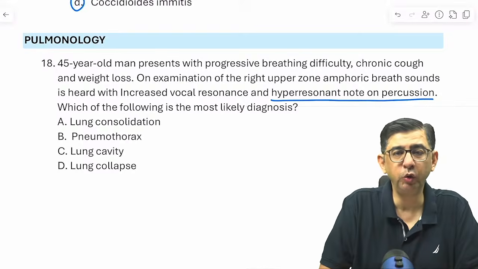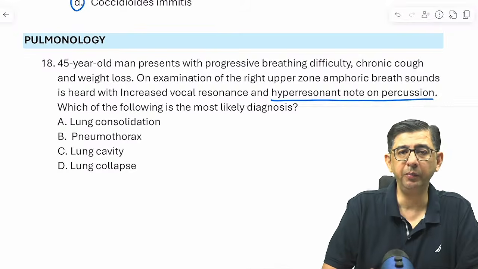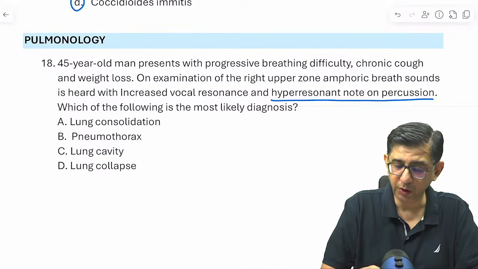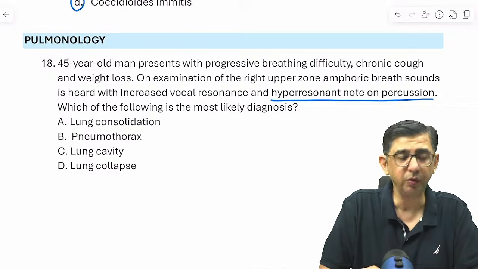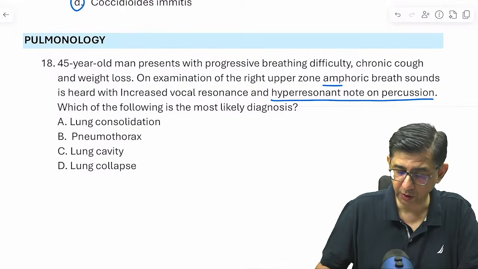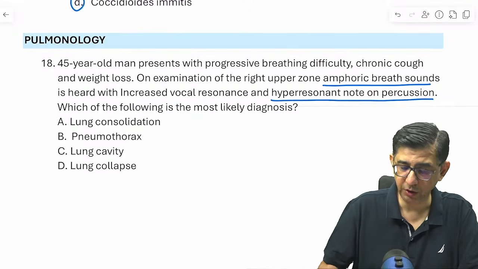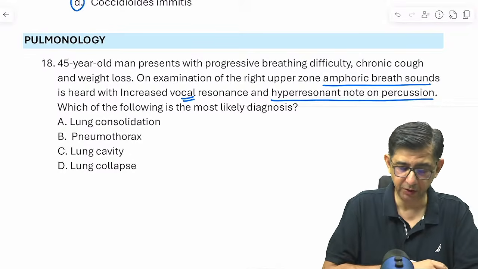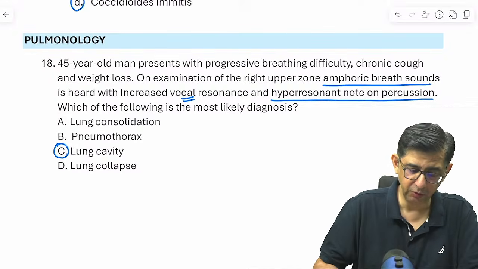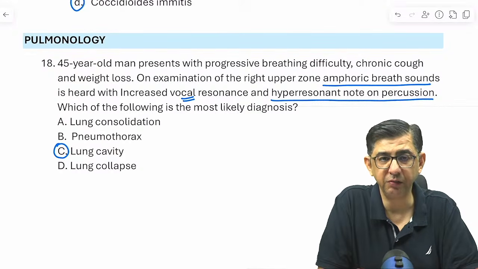तो हाइपर रेजोनेंट नोट ऑन परकशन पढ़ते हैं, साथ में हम ये भी पढ़ रहे हैं कि एम्फोरिक ब्रेथ साउंड्स हैं। तो इनिशियली तो लगता है कि भाई दिस कुड बी अ पॉसिबिलिटी ऑफ अ न्यूमोथोरैक्स, लेकिन न्यूमोथोरैक्स में तो एयर एंट्री एब्सेंट होती है ना, यहाँ पे तो हमें एम्फोरिक ब्रेथ साउंड्स मिल रही हैं। देयर इज अ इंक्रीज वोकल रेजोनेंस दैट इज प्रेजेंट इन अ पेशेंट, सो द आंसर इन दिस क्वेश्चन इज ऑप्शन नंबर सी, दैट इज लंग कैविटी. The word is amphoric breath sounds word are given.